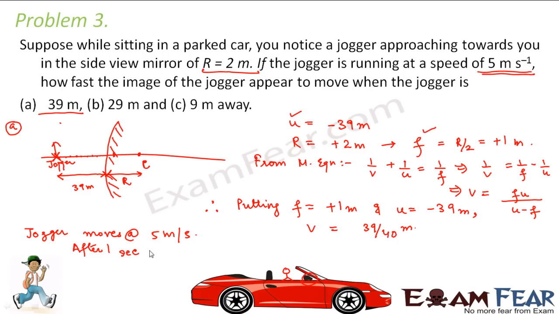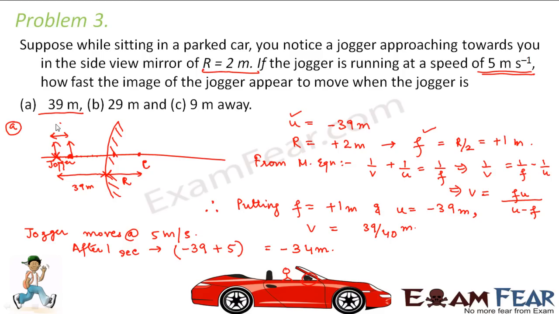So after 1 second, where will he be? Initially he was at minus 39 meters. Now plus 5 meters, because in 1 second he will cover another 5 meters. So that means after 1 second, the position of the object from the mirror would be minus 34 meters. So he will reach somewhere here because he will cover 5 meters in 1 second.